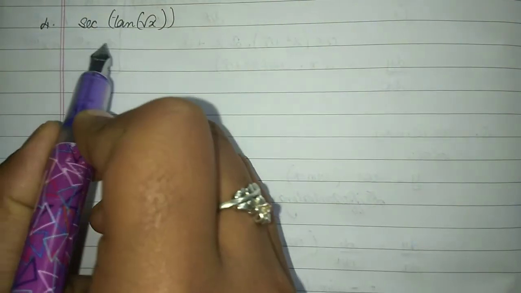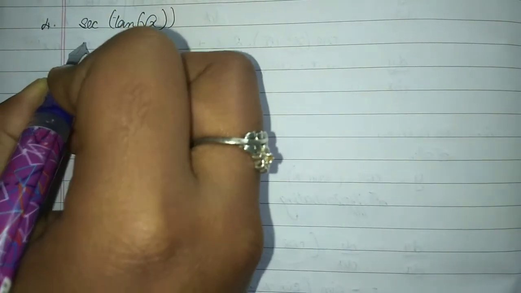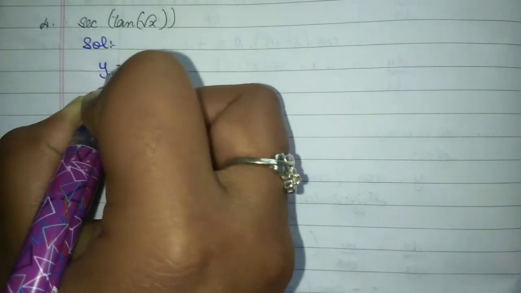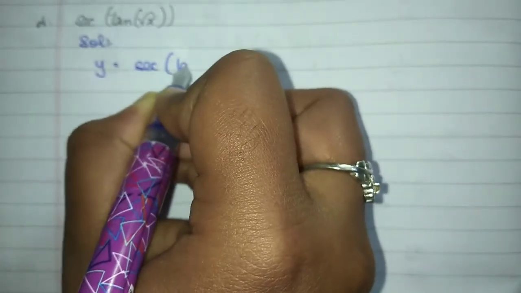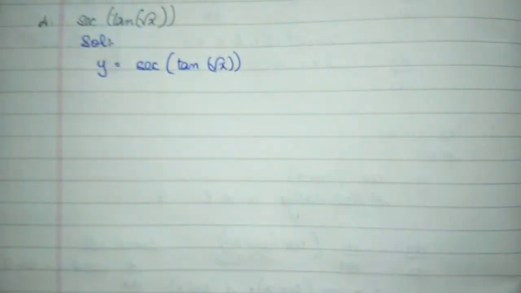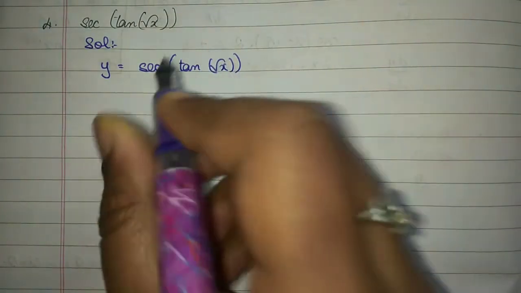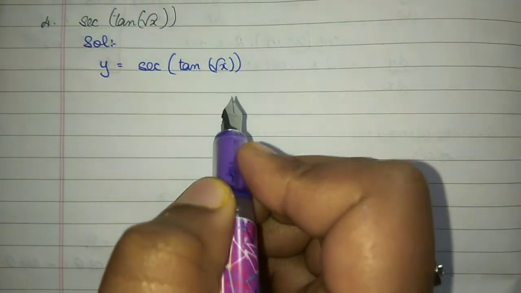Question 4. A function secant of tan of root x is given and we have to differentiate it with respect to x. Solution. Write the usual form, y is equal to secant of tan of root x. Okay, this is a function that is given. So this function will be solved with the help of chain rule.